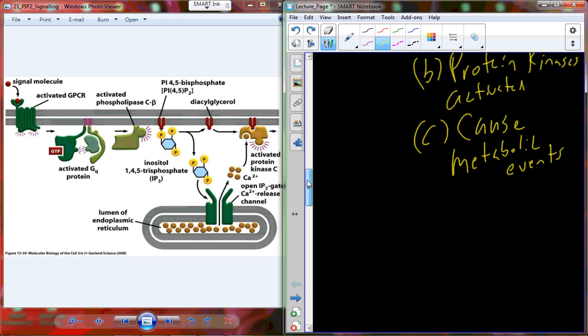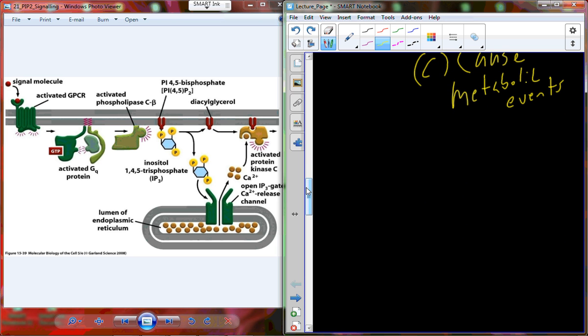The third signaling system I would like you to be aware of, and there are actually additional signaling systems that if we had more time we could talk about, but we're not going to have that time. So we're just going to go through these three, and these are some of the most prevalent three. The third type is called an intracellular reception system.